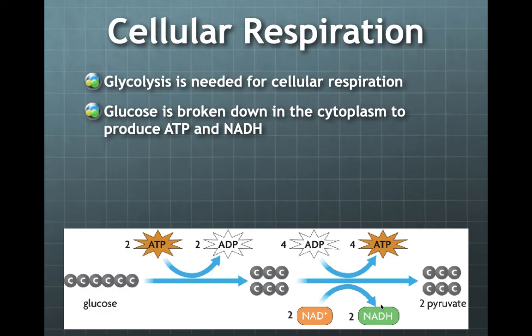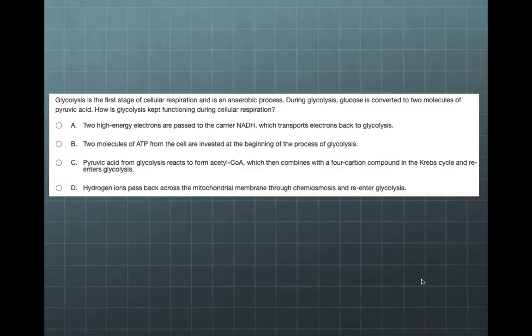Remember, if I see H or hydrogen, I'm thinking electron carrier. So NAD plus is the electron carrier, and NADH is after I've added the electron to the electron carrier, to come up with our 2 pyruvate. Here's a sample question that we looked at in class.